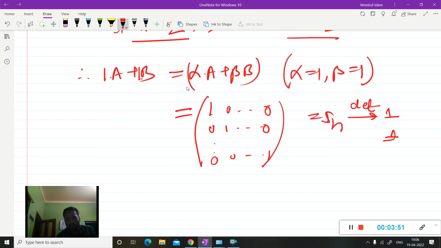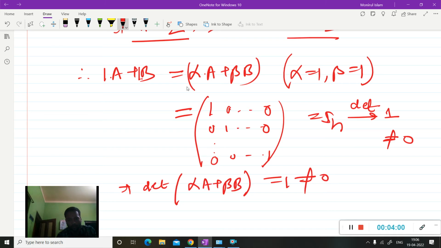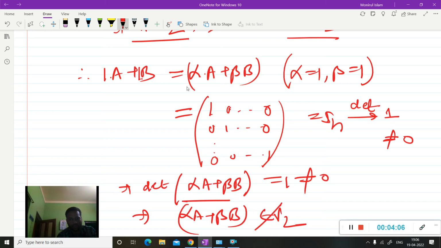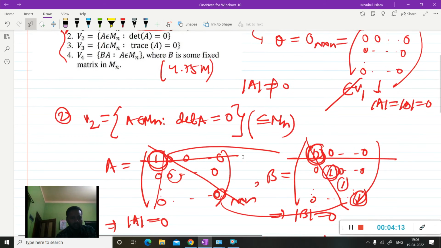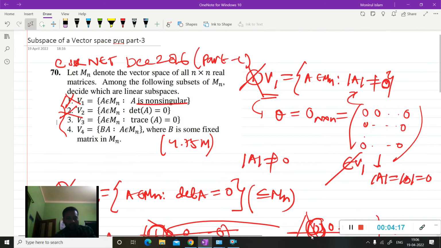This is non-zero, so the determinant of alpha A plus beta B, with alpha and beta equal to 1, is non-zero. So this linear combination alpha A plus beta B never belongs to V2. Since it does not belong to V2, V2 is not a subspace. So option 2 is ruled out. Now we go to option 3.